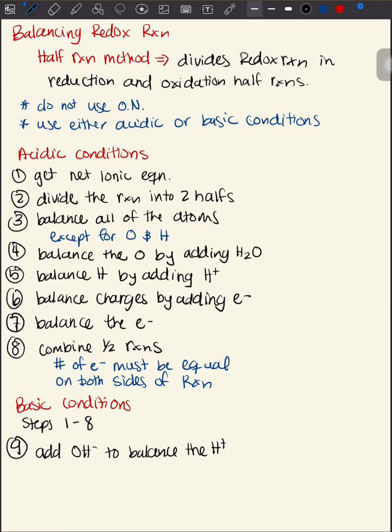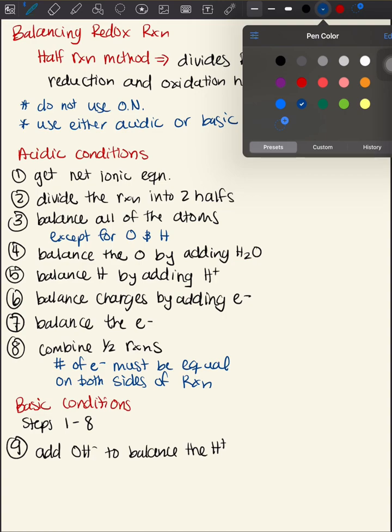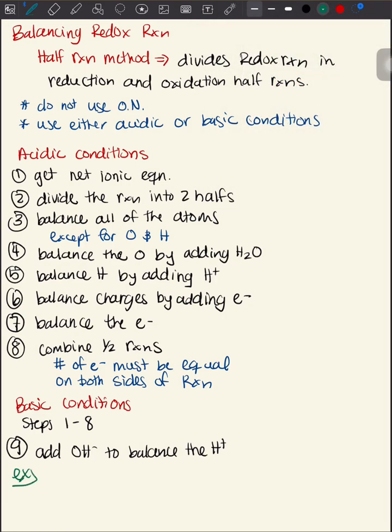So I want to give you an example for you to try. So let's look at iron 2 hydroxide plus chromate, which yields iron 3 hydroxide plus tetrahydroxide chromium 3. So go ahead and try this one on your own. Do steps 1 through 8 and then finish it by adding step 9.